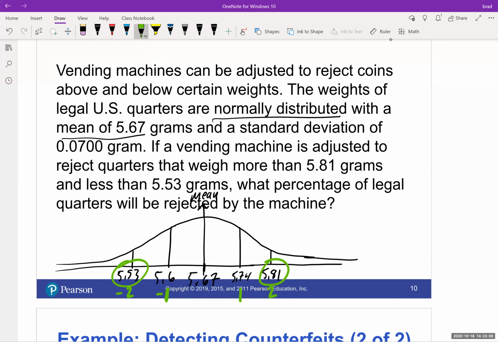They want to know if a vending machine is adjusted to reject quarters that weigh more than 5.81 grams and less than 5.53 grams, what part of the graph are they asking? Are they asking for this middle part, or are they asking for the part not in the middle? So now think about this. They're saying these two numbers are special because these are two standard deviations away. So two standard deviations, right? Well, how much data is in the middle?